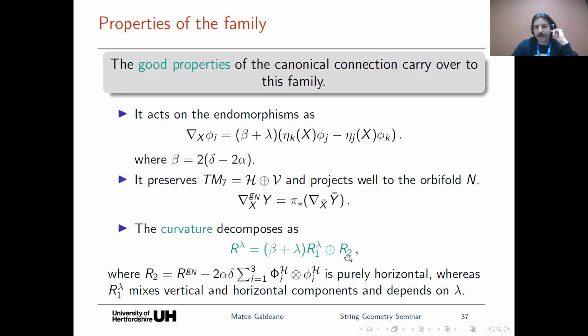But this part depends on lambda, and this part doesn't depend on lambda. It's like a universal part that you have in this family. And we will see that this is important later. And somehow this R1 part, you can compute it explicitly, and R2 depends on the orbifold that you have in the base.